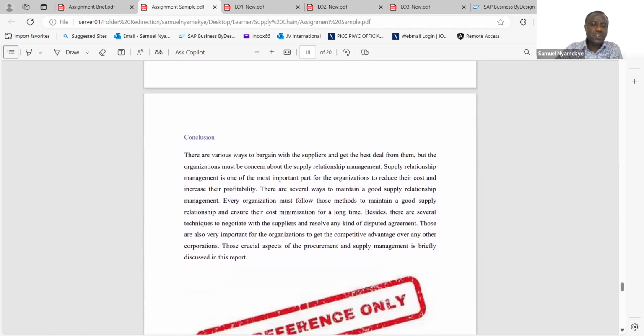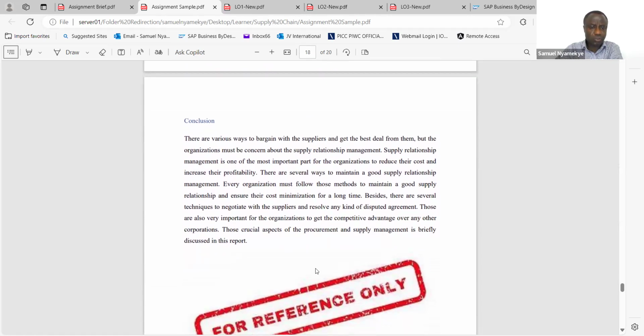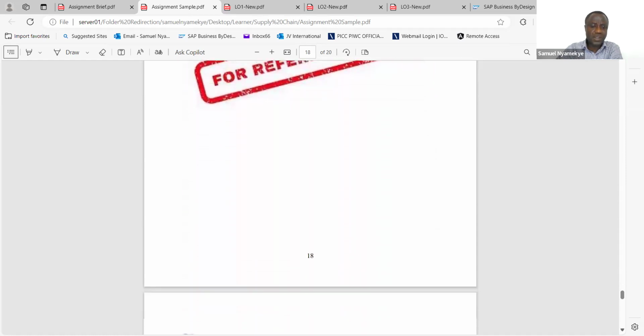Then you put your conclusion together. Yeah, so this one, you see that the conclusion is not too big. You are not adding any new information to it. It's just a summary of what they've discussed. So that is how it's supposed to be.